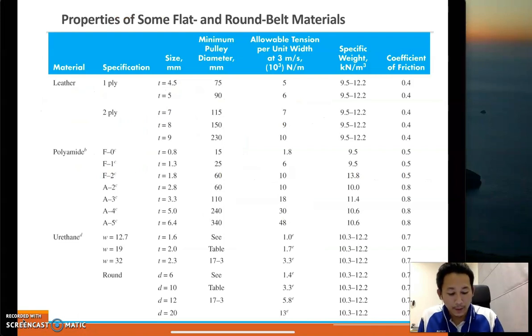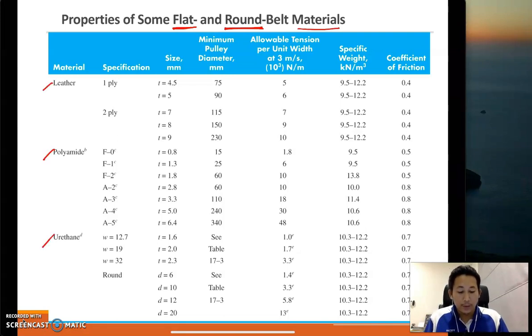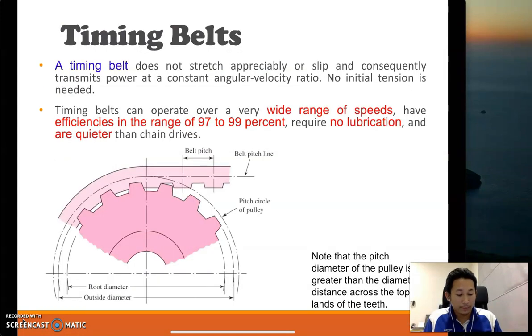Okay, so this is flat and round belt materials. So this is material: leather, polyamide, urethane. So there are specifications. This is round urethane. Okay, and we also have the specific weight, and also the coefficient of friction for each of the belts.